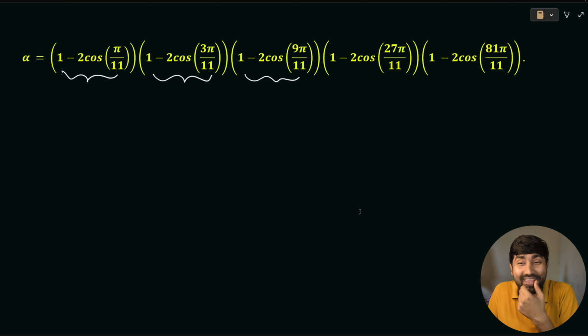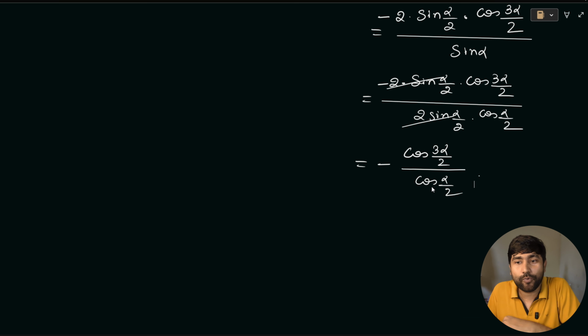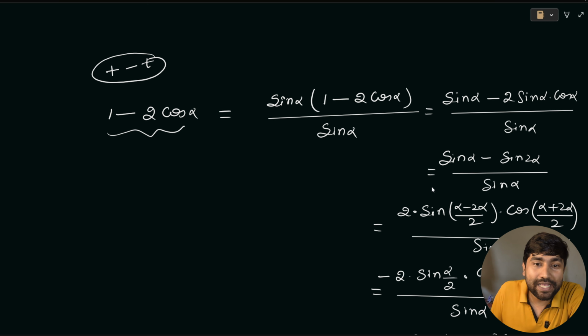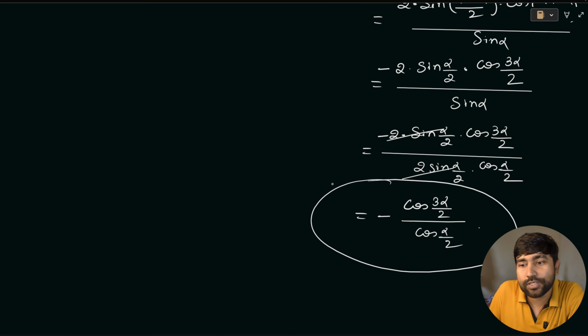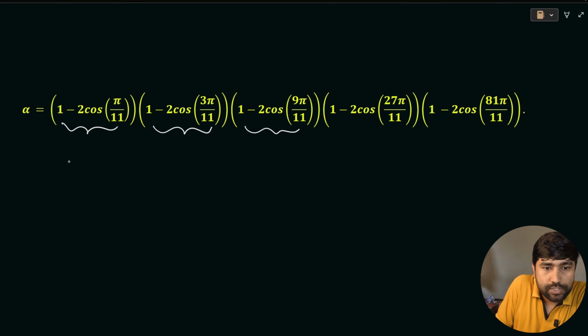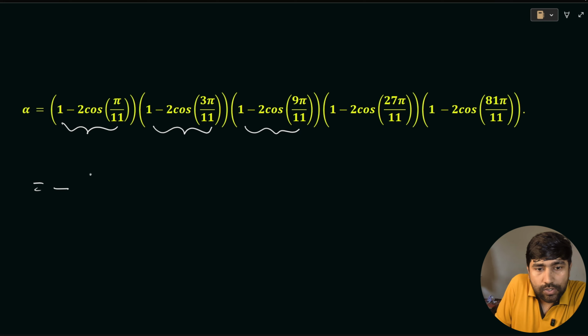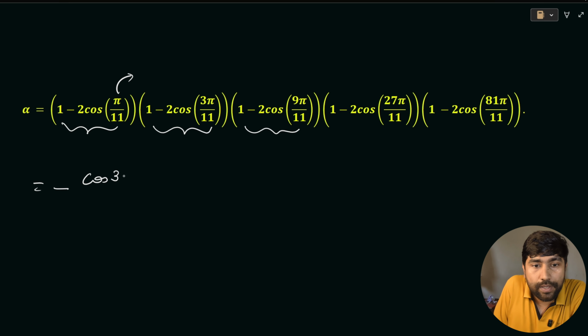Now we can generate a telescoping series here. How? By applying this particular formula. In place of 1 minus 2 cos alpha, we can write minus cos 3 alpha by 2 upon cos alpha by 2. So for each term, we have to write minus cos 3 alpha by 2. So what is our alpha? Alpha is nothing but pi by 11. So that will be 3 pi by 22. How? 3 alpha by 2.